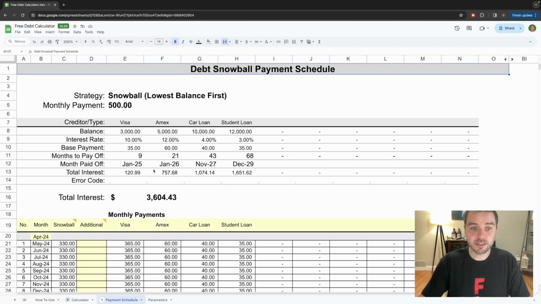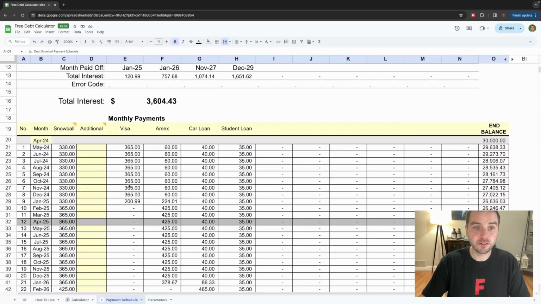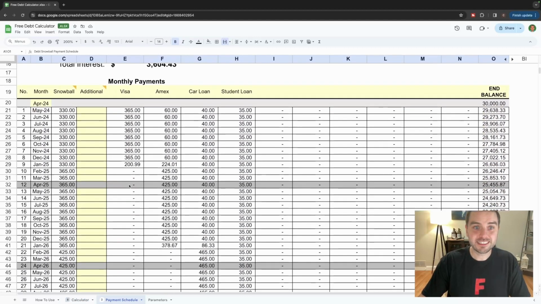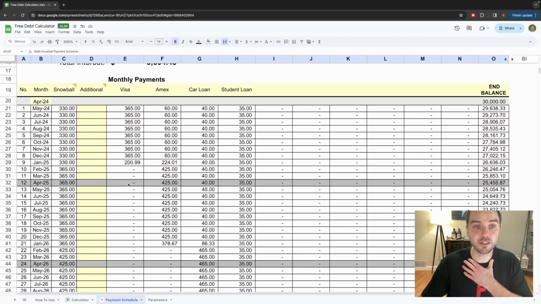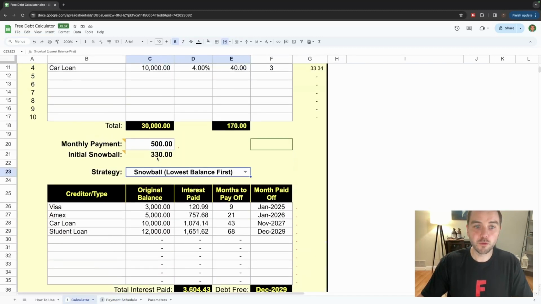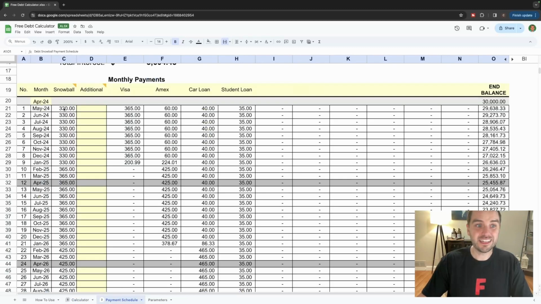So again, here's the summary. We're going to scroll down, and you can see a more detailed action of what's happening here with your debt behind the scenes. So again, this date that I had you add, April 1st, right? It's saying that May 1st is going to be the first payment month. And you can see here that if we go back to our calculator tab, the initial snowball is $330 because we owe $170 a month and we're paying $500. So the initial snowball is going to be here.